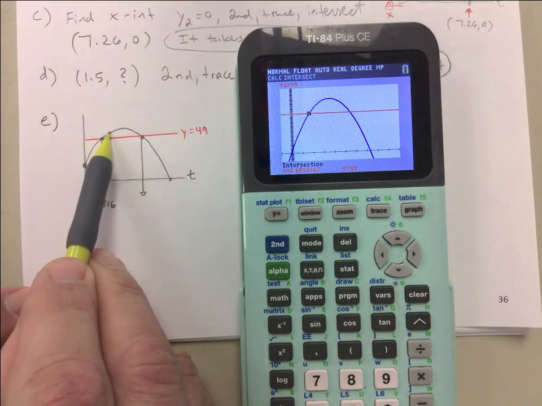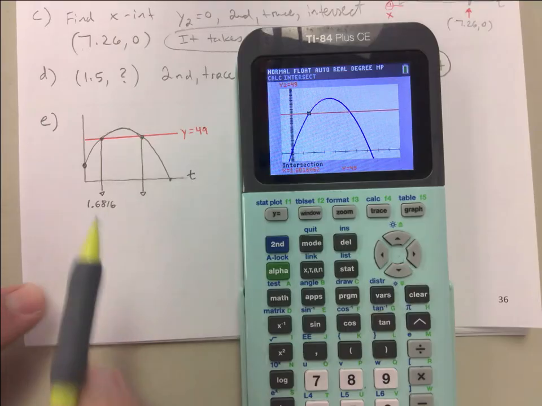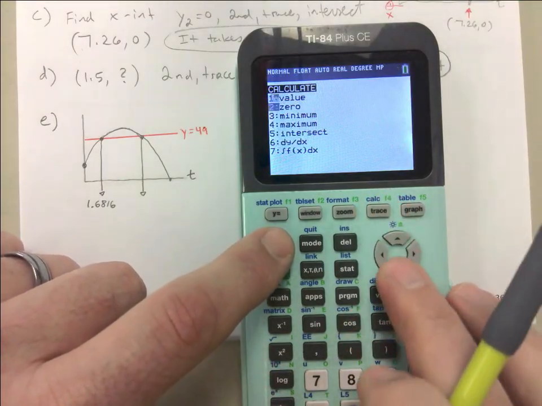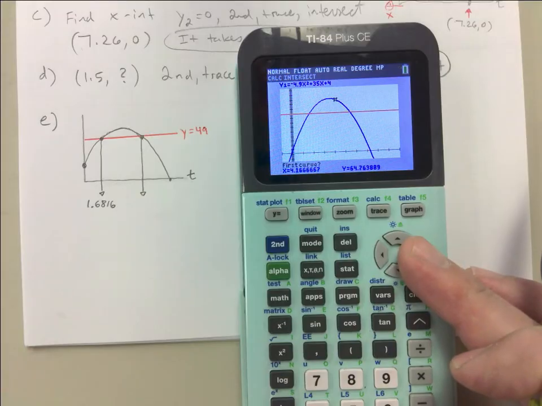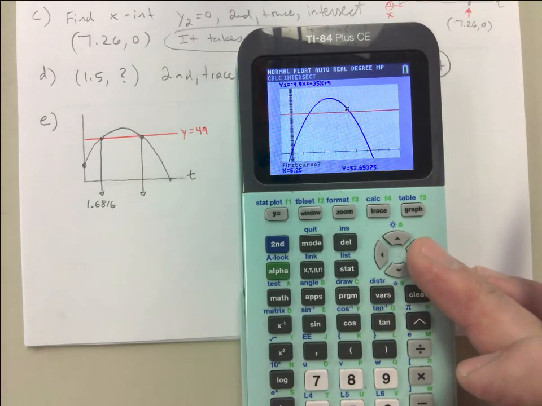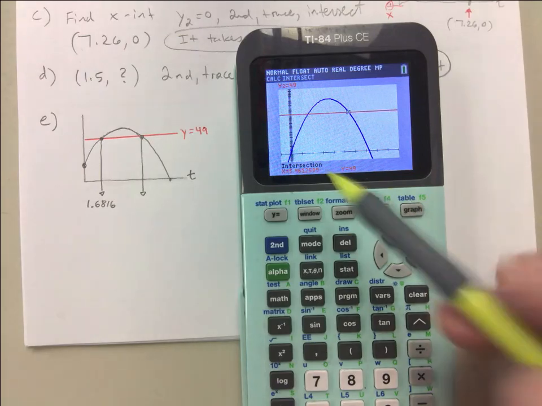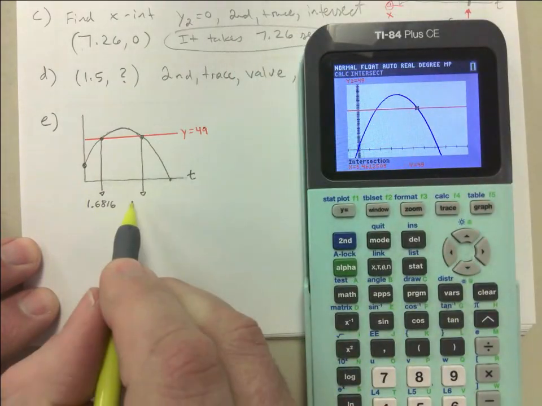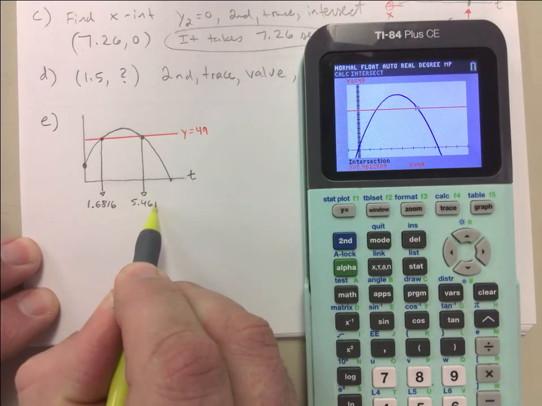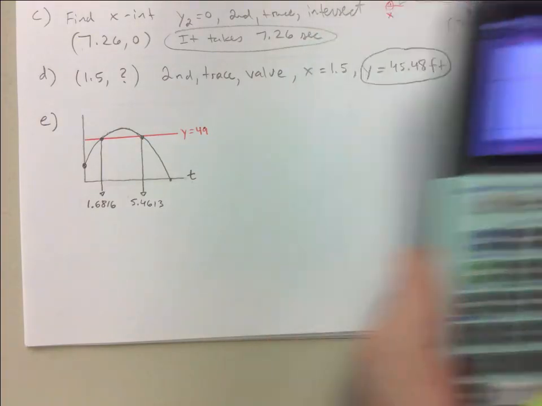And then it flies above it until it hits it again. Let's find that time, shall we? Second, trace, intersect. Let's go all the way over to it. Once you're close, enter, enter, enter. 5.4613. 4 decimals. 5.4613. A lot of work, isn't it? Yeah, it is more work. This is going to be a 2-mark question if you have to do this ever, if you realize that that's what's happening.